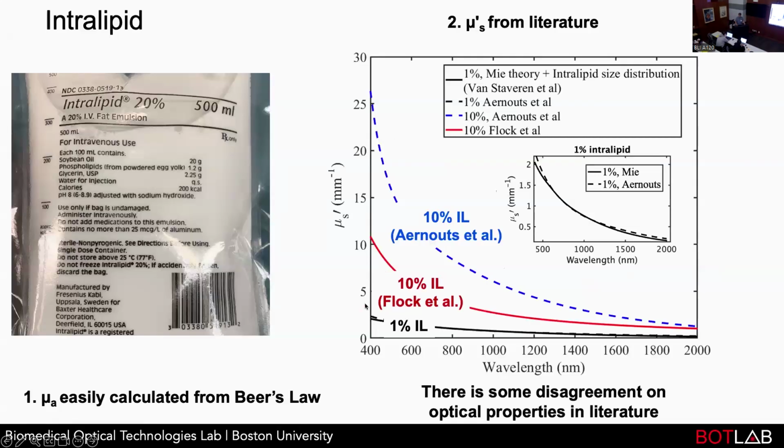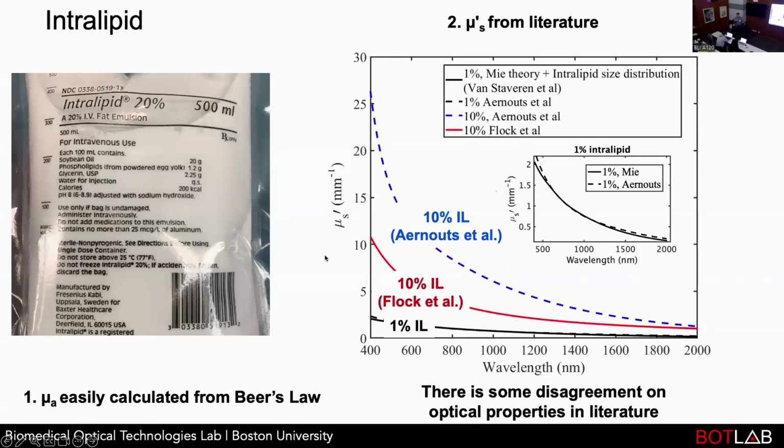And what you're seeing is for 1% intralipid solution, published scattering, and then 10% intralipid published scattering from Flock et al. This is a very highly cited paper. And then another one from Aernouts. You can see a problem here. Those don't match. So there's some discrepancy in the literature about intralipid optical properties.